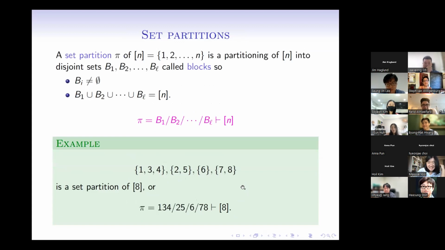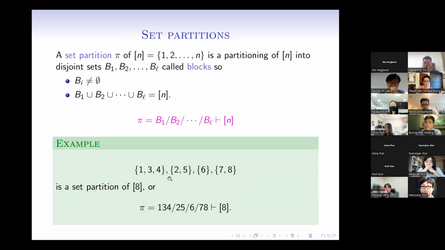Okay, so now that we know that all the equipment's working, let's get on to looking at symmetric functions in non-commuting variables. And for this, we're going to need set partitions. So we say a set partition of the numbers 1 up to n is going to be a partitioning of the numbers 1 up to n into disjoint sets called blocks, such that no block is empty, and when you take the union of all the blocks, you get the numbers 1 up to n again.